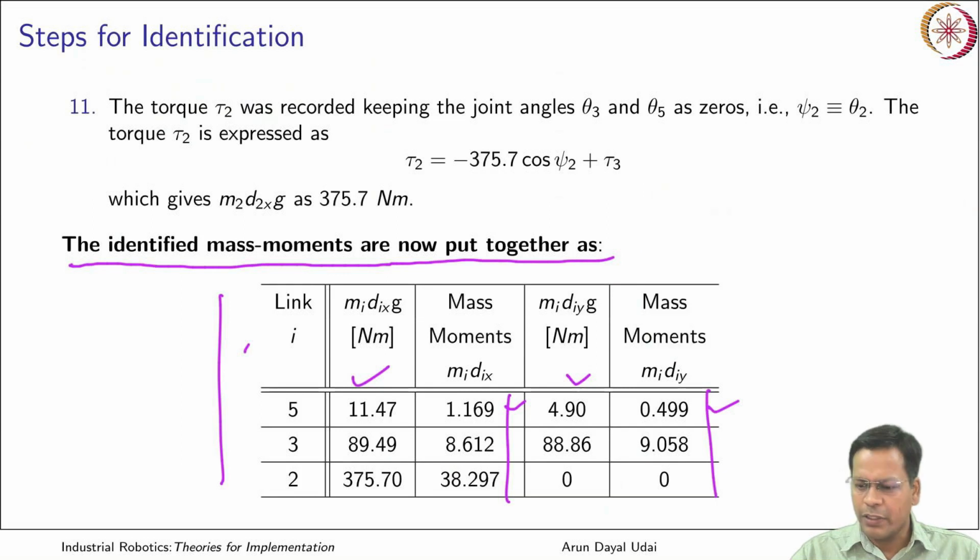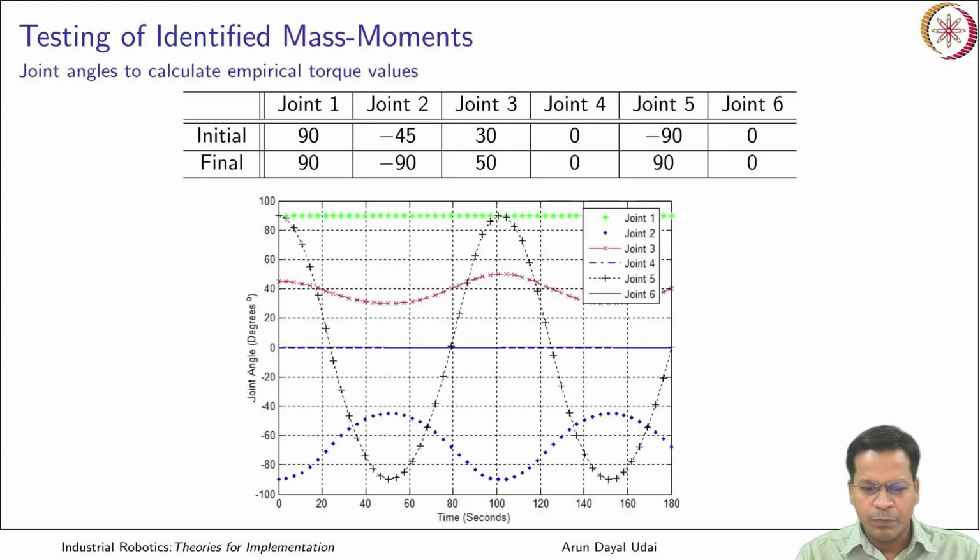Okay. So this is how I made the robot move, acquired the data, did Fourier fit, and I could get the mass moments which were actually responsible for the torque changes that you have noticed. So using this, the whole model is now identified, and I am using those mass moments now to test whether it can give me the actual torque.